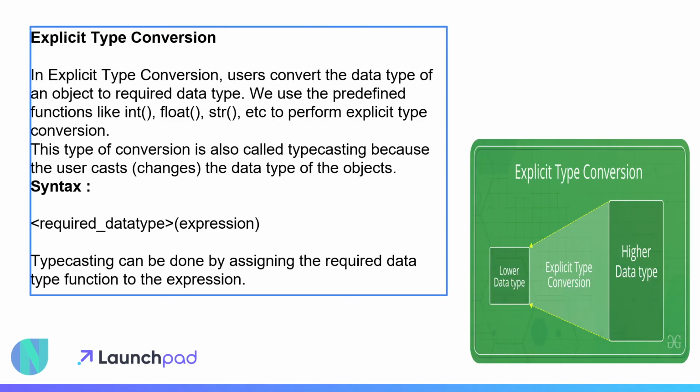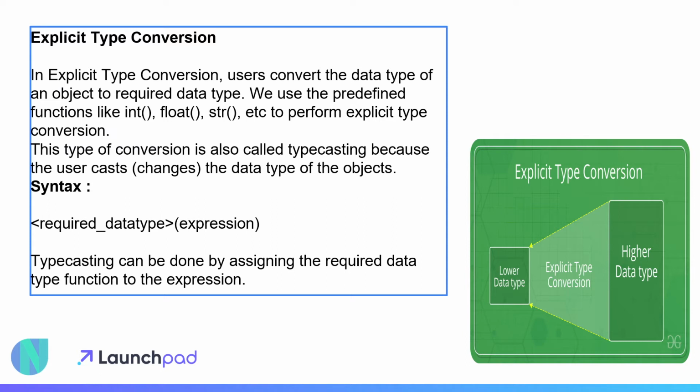Now, what is explicit type conversion? In explicit type conversion, the user converts the data type of an object to the required data type. In explicit, the lower data type is converted to a higher data type, and it occurs when the client explicitly invokes a cast operation.